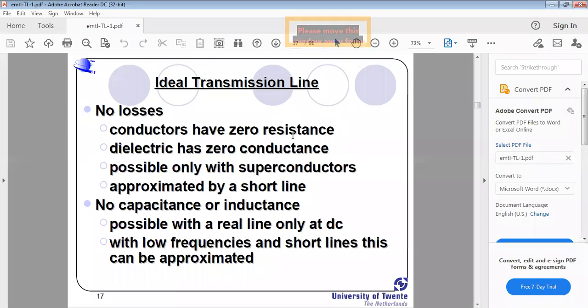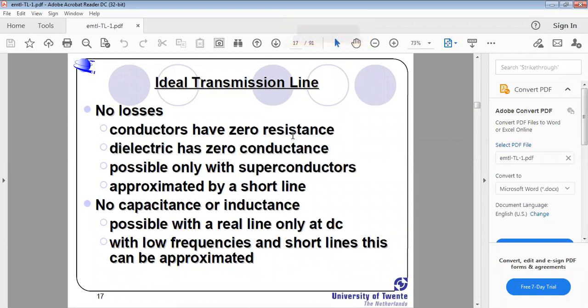And that wire possesses some inductance and capacitance, right? An ideal transmission line doesn't possess that storage capability. Here, capacitance and inductance mean the storage capability of the transmission line, but an ideal transmission line doesn't possess inductance or capacitance. That's why those are the characteristics of the ideal transmission line, possible with a real line only at DC. Already I told you what is meant by a real line only at DC.